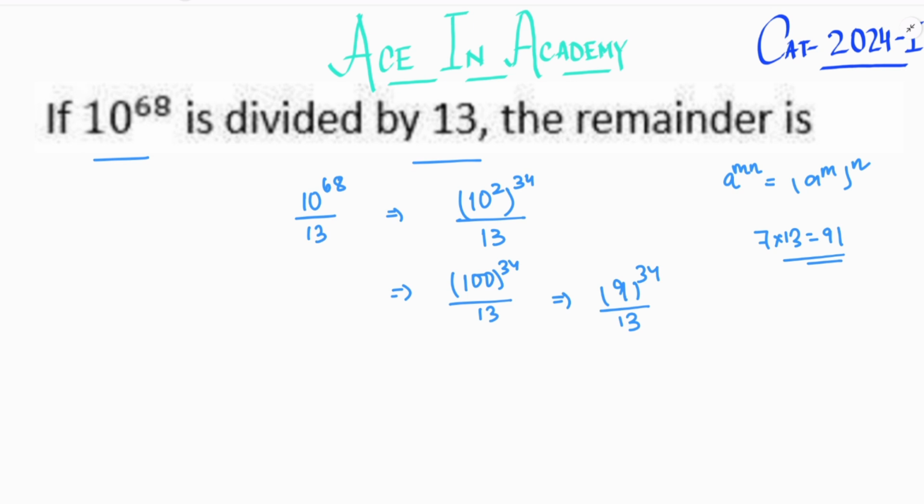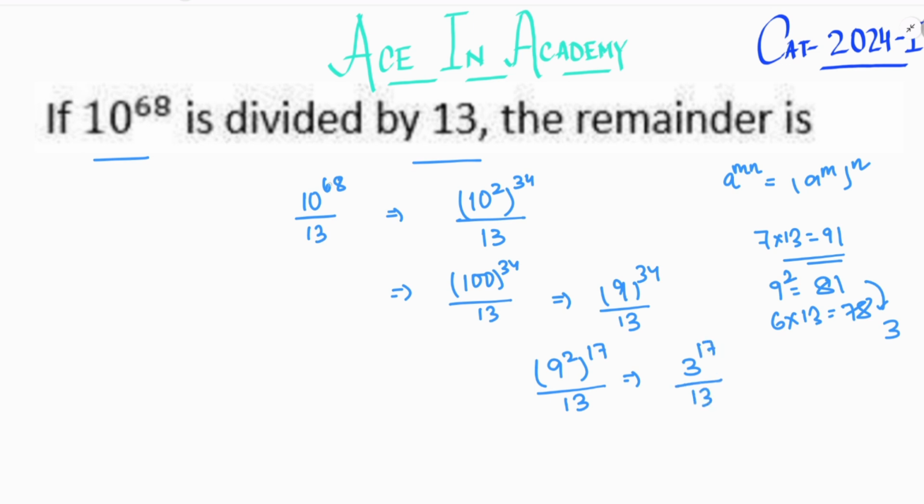So we have got 9 raised to power 34. Now again we'll do the same. The closest multiple to a power of 9 is 9 square. 9 square is 81, and we know that 6 into 13 is equal to 78. So we'll get a remainder of 3. So we can write it as 9 square raised to power 17 divided by 13, and we'll get a remainder of 3. So we can write it as 3 raised to power 17 divided by 13.